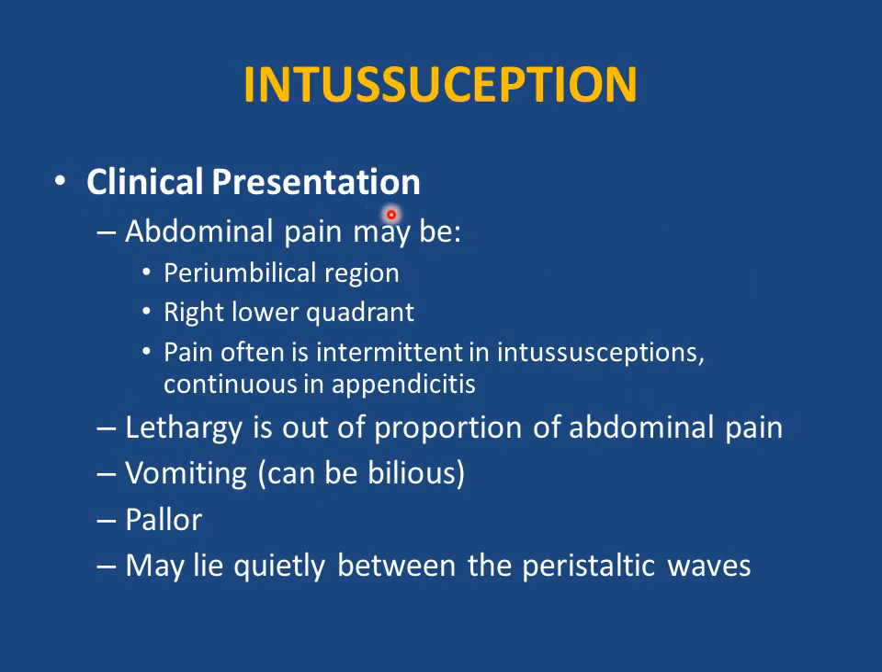Clinical presentation of intussusception. Abdominal pain. The abdominal pain may be periumbilical, or may be in the right lower quadrant region. The pain is often intermittent, it comes and goes, but continuous pain is unique to appendicitis. The pain is continuous, it doesn't come and go.